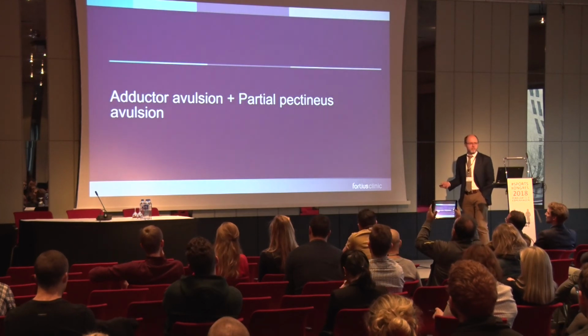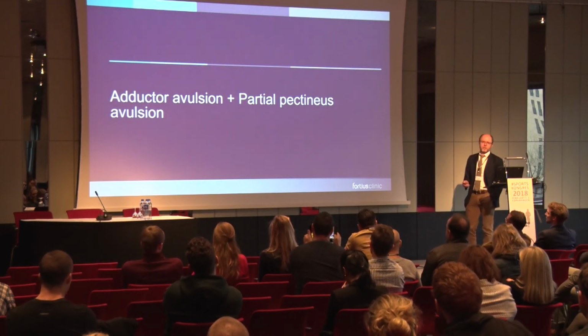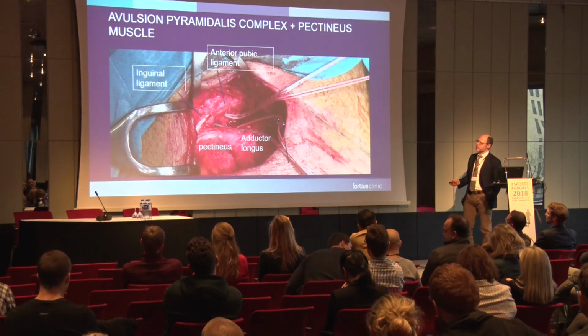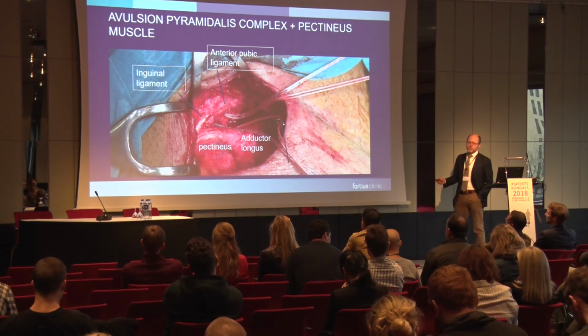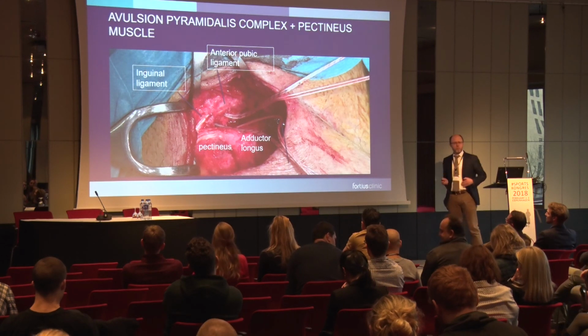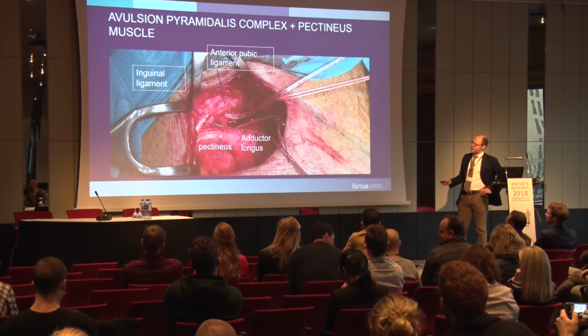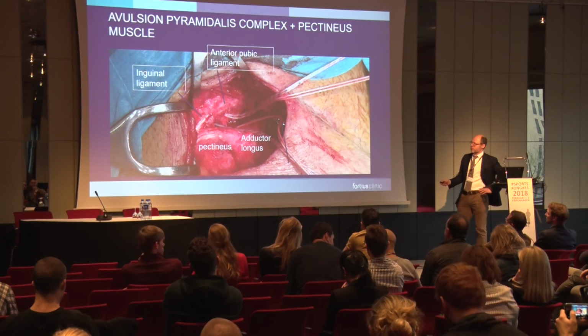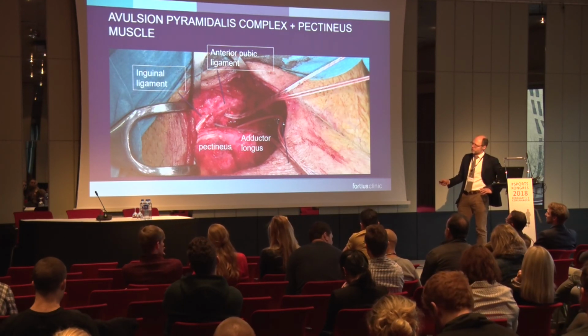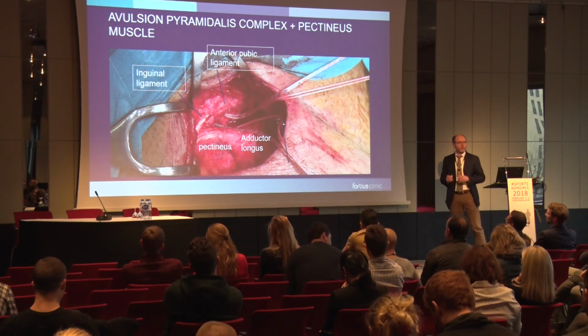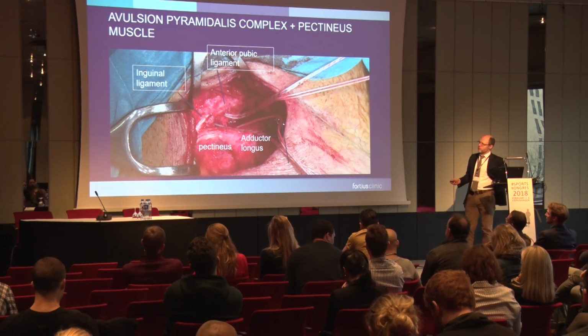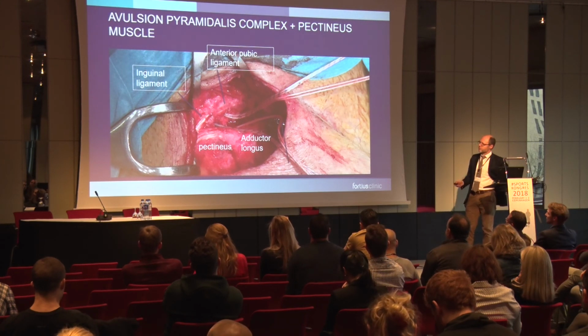So the most significant injuries, as I said earlier, are those where there is also a partial pectineus avulsion, and this is what we see. You can see your adductor longus, you see the pectineus, and you can see how the tear, the separation, always occurs through the anterior pubic ligament. Here you see that it has torn through the anterior pubic ligament, and then it continues with a longitudinal split of your inguinal ligament. And the way, of course, you treat it is with some suture anchors that you put into place.